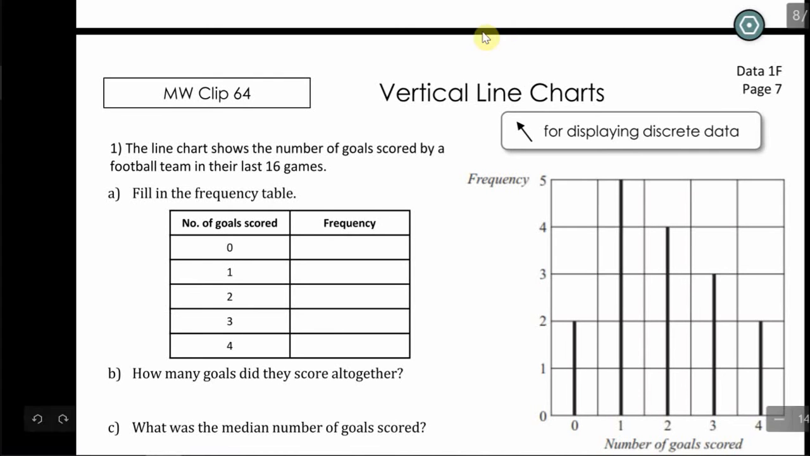Hi guys, going to go through this page on vertical line charts. This is page 7 of the Data 1F pack.